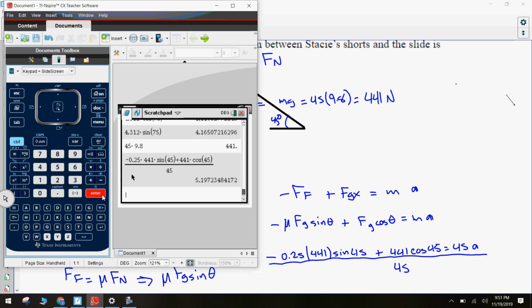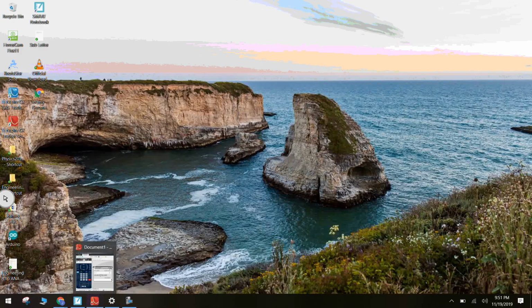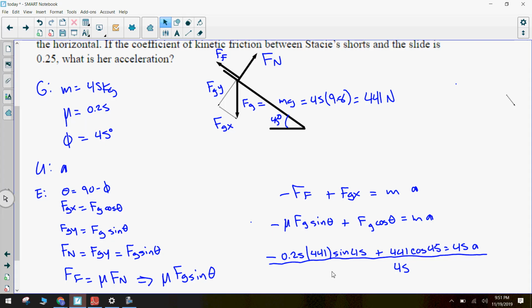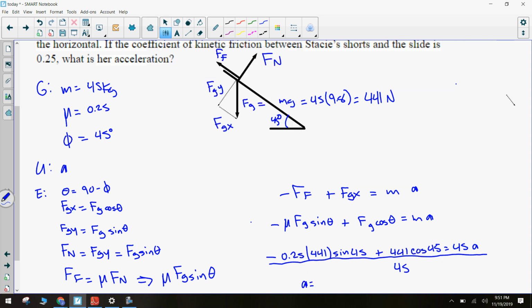And we get the acceleration is 5.197. Our sig figs are only 2 of them. That means that we're going to round this to 5.2. So our acceleration is equal to 5.2 meters per second squared. We got a positive. Our positive direction was down the ramp. So we're going to say down the ramp. Or down the slide in this case.